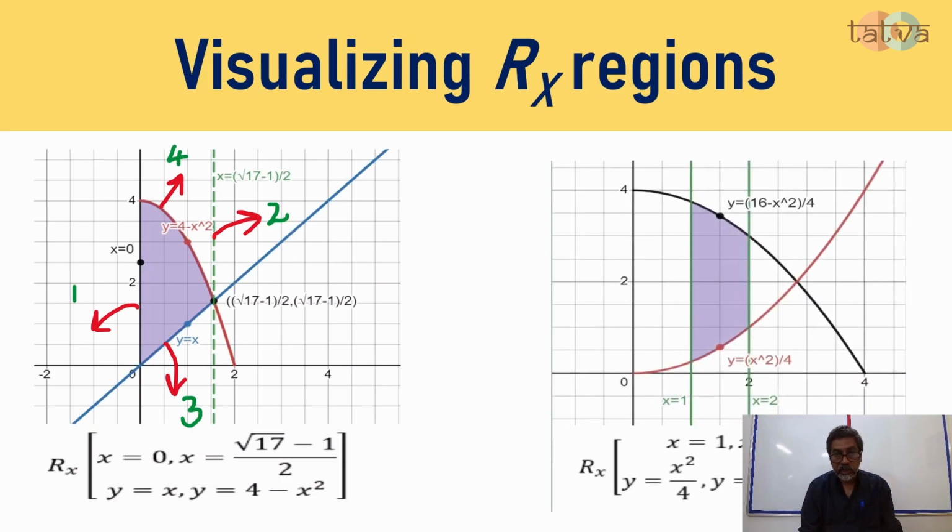This is the last scenario where Rx regions can be visualized. Here is a region between two parabolas and sliced off by x is equal to 1 and x is equal to 2. So you can see the region is trapped between these two vertical lines, 1 and 2. Then comes the lower curve, that's number 3, and then the upper curve. And I have written the limits exactly in the same order. So these are the four Rx situations.